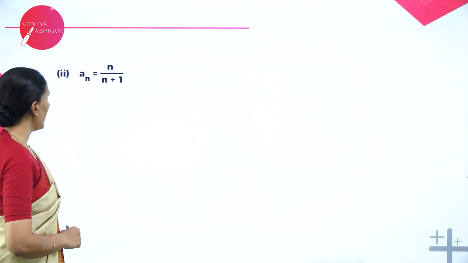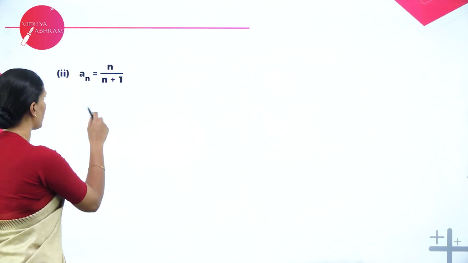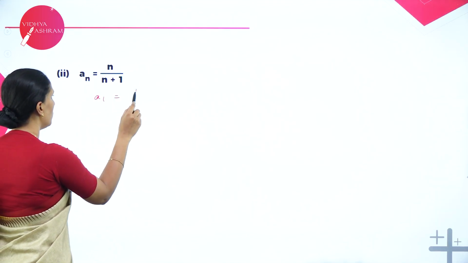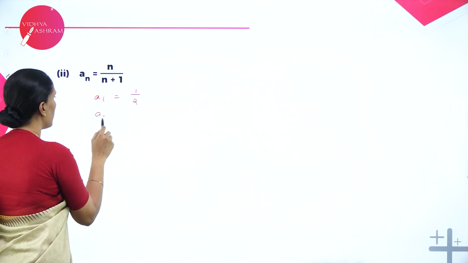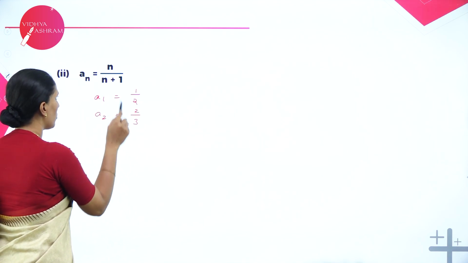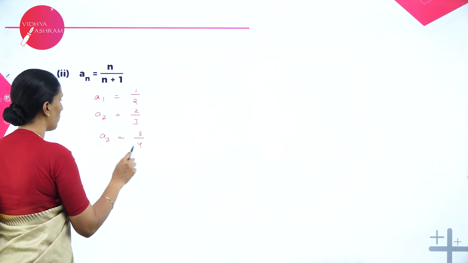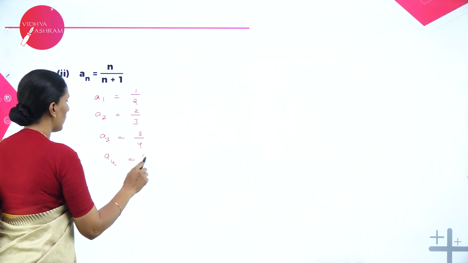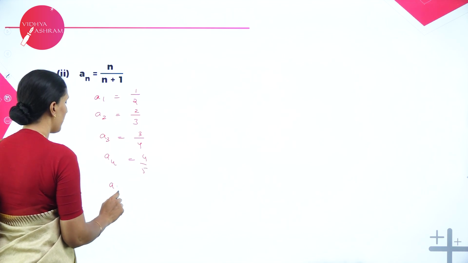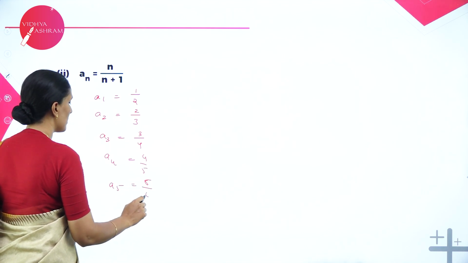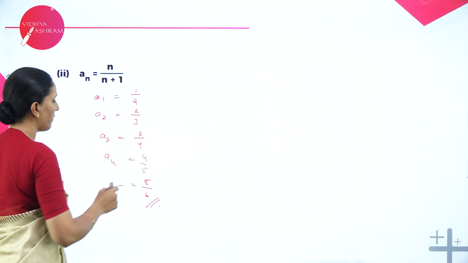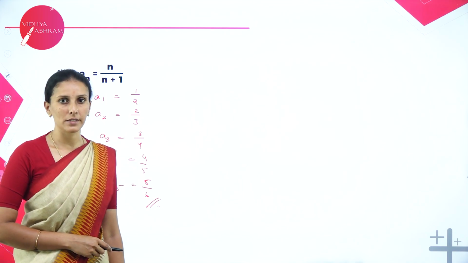Next question, a_n is equal to n by (n + 1). So a1 is equal to 1 by 2. a2 is equal to 2 by 3 because 2 plus 1 is 3. a3 is equal to 3 by 4. a4 is equal to 4 by 5. a5 is equal to 5 by 6. So these are the first 5 terms of the given sequence.